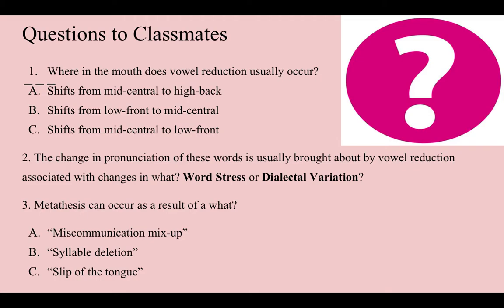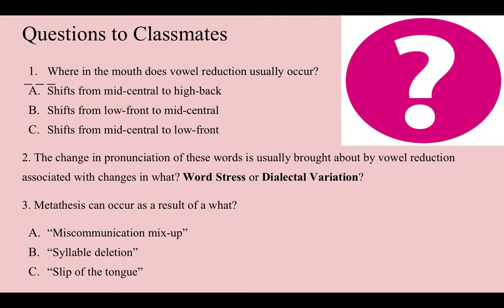So switching over to three questions for the classmates. The first question says, where in the mouth does vowel reduction usually occur? I use multiple choice for two of these questions, or just two choices for the second question. So for the multiple choice answers for the first one, choice A shifts from mid-central to high back. Choice B shifts from low front to mid-central, or choice C shifts from mid-central to low front.